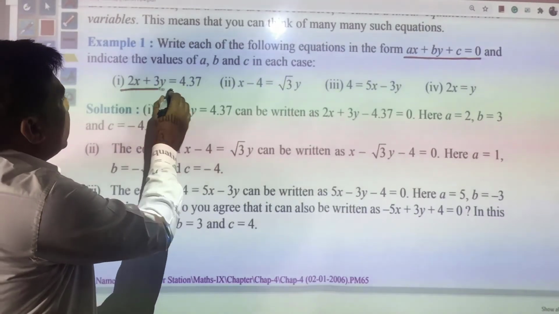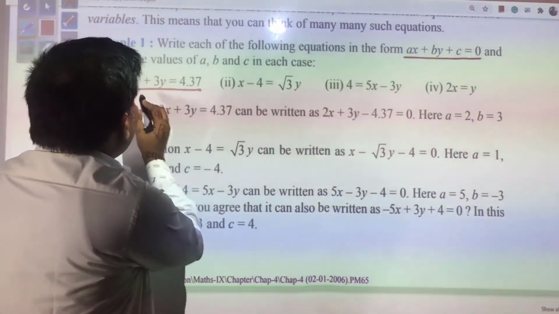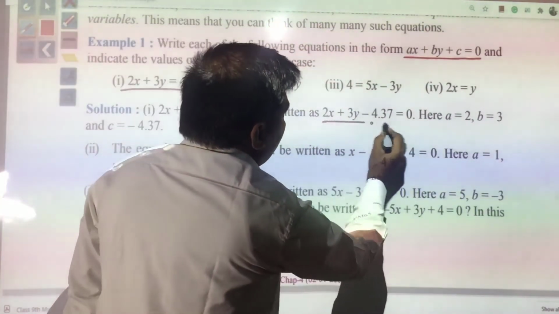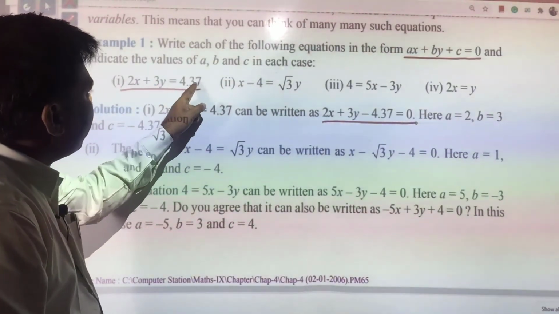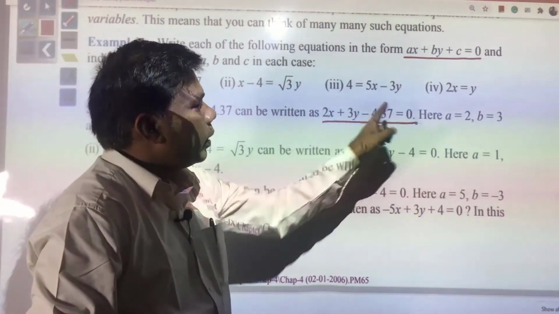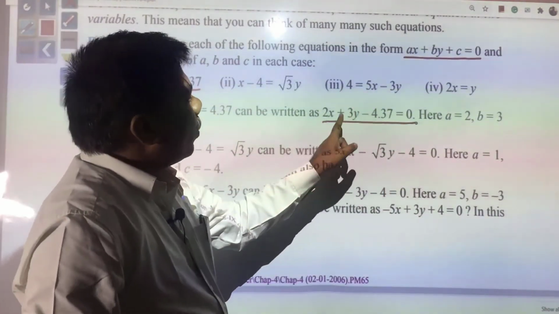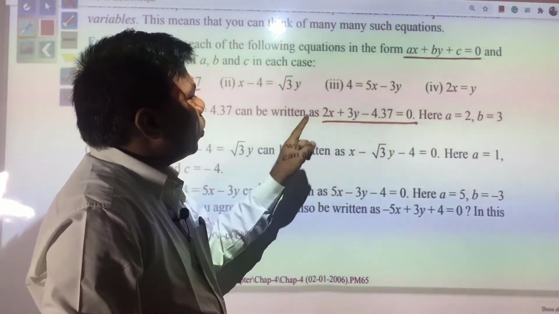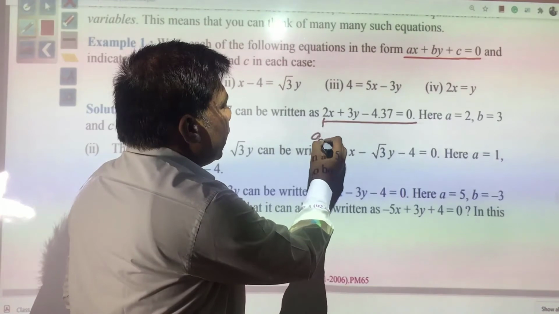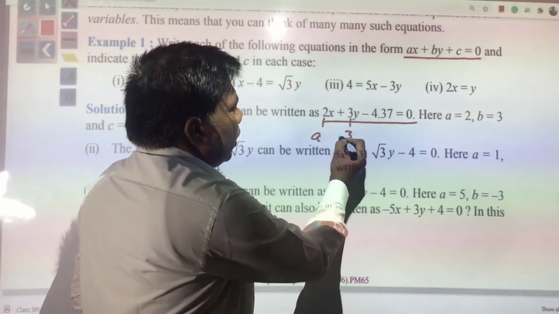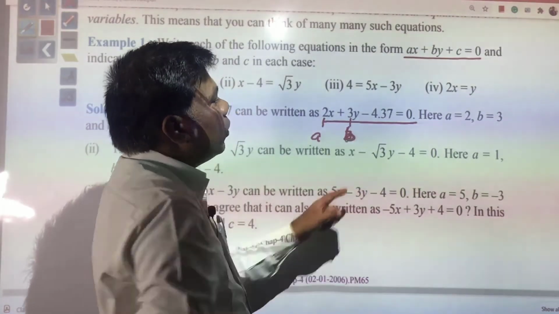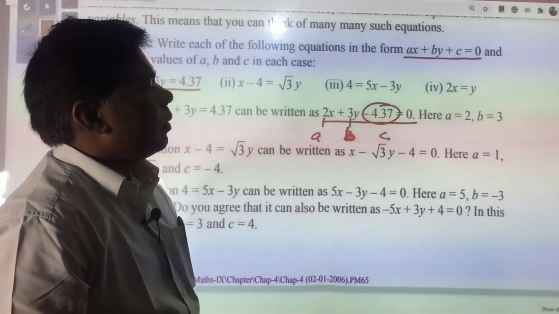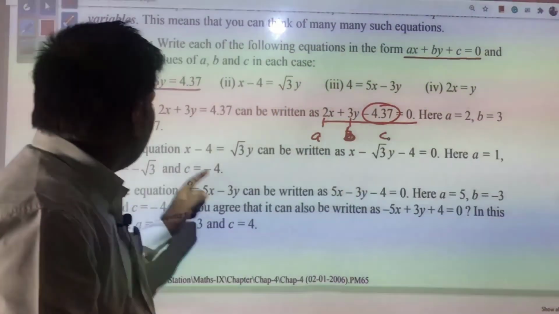Here this equation can be written as 2x plus 3y minus 4.37 is equal to 0. And here you have the coefficient of x, the coefficient of y and the constant term. Coefficient of x is 2, so the value of a is equal to 2. Value of b is equal to 3, and the value of c, that is the constant term, is minus 4.37. So, here a is equal to 2, b is equal to 3 and c is equal to minus 4.37.